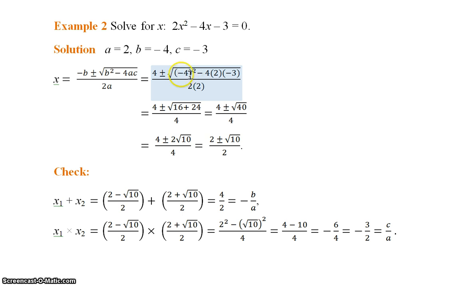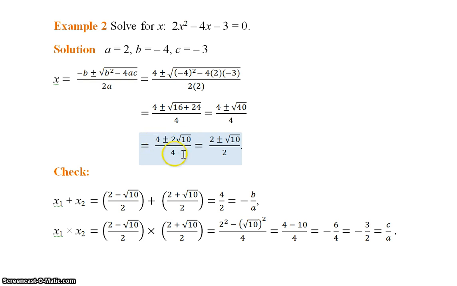Let us evaluate the discriminant. Minus 4 squared is 16, minus 4 times 2 times negative 3 is positive 24. 16 plus 24 is 40, but 40 is the product of 4 and 10, and square root of 4 is 2. Therefore, instead of square root of 40, we can write 2 square root of 10.